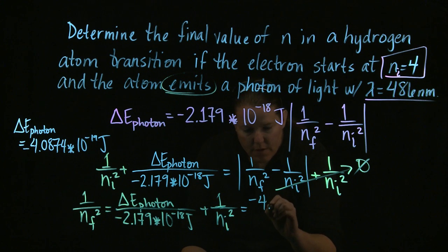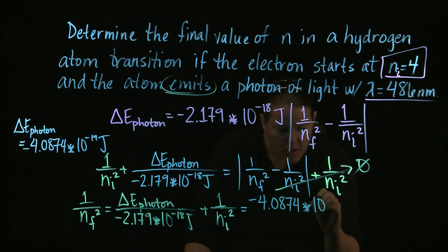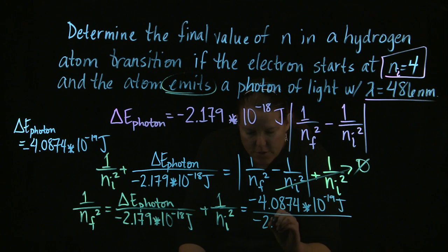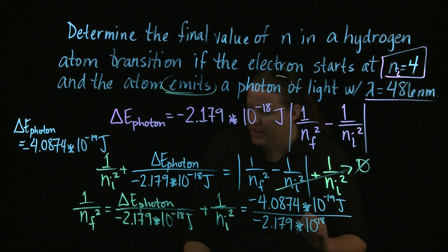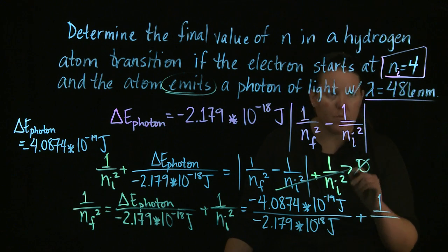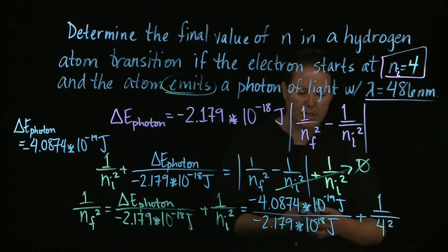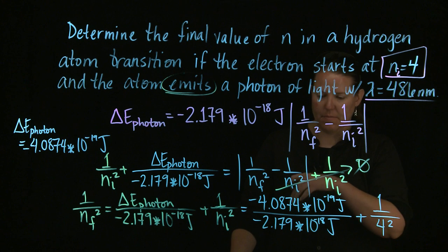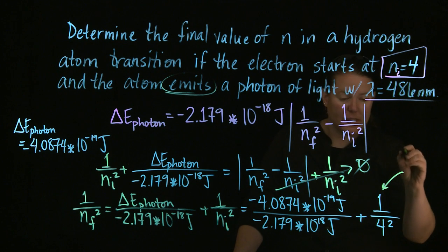Negative 4.0874 times 10 to the negative 19th joules divided by negative 2.179 times 10 to the negative 18th joules. Notice the joules cancel out, plus 1 over, what is ni? 4? 4 squared. Now, in terms of plugging this into your calculator, these two pieces should be straightforward. You're going to do negative 4.0874 times 10 to the negative 19th. But that one right there, that's a little harder.